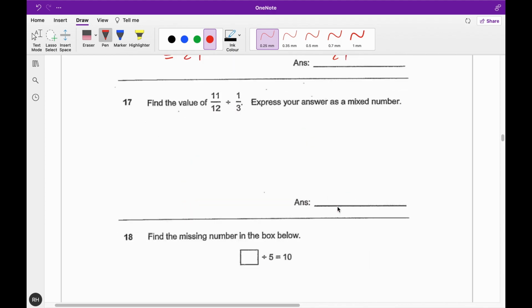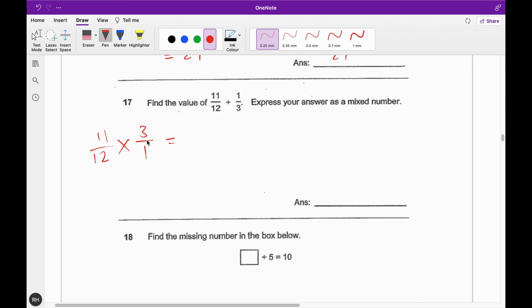Question 17. Find the value of 11 out of 12 divided by 1 out of 3. Express your answer as a mixed number. Dividing of fractions, we'll use the multiply and invert method. So we'll change the divide to times and then we'll invert the second fraction. It's 1 over 3, so we'll invert it, it will become 3 over 1.